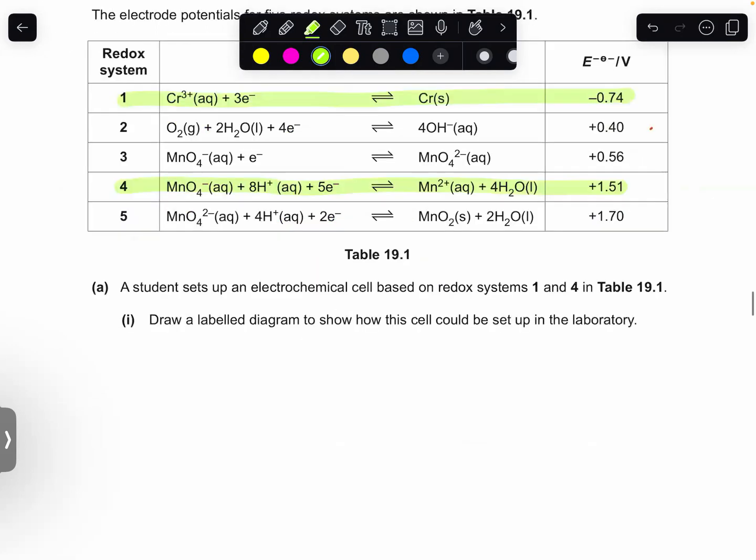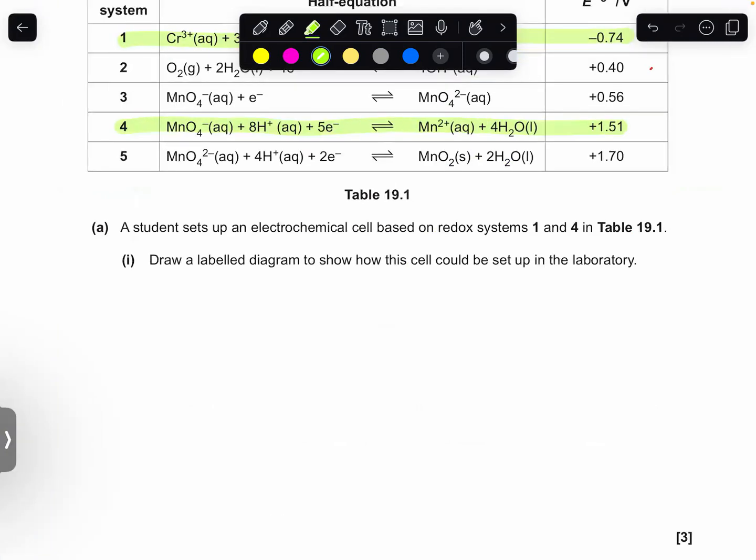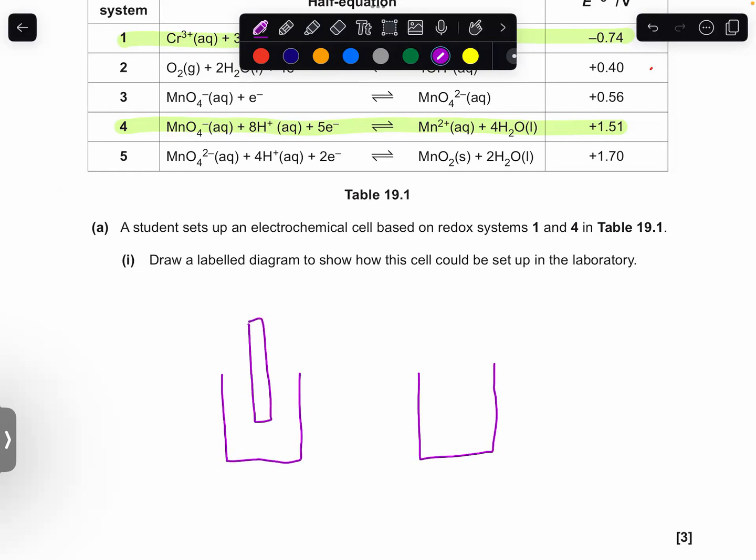It's asking, draw a labeled diagram to show how the cell could be set up in a laboratory. So let's set up the electrochemical cell. You're going to have your 2 beakers. You're going to have your 2 electrodes. What are these electrodes and why are they what they are? We'll be discussing. This is connected by a voltmeter. You've got your salt bridge. And let's have a look.